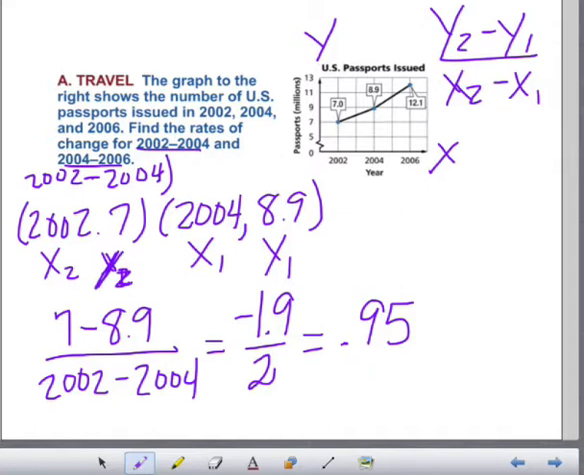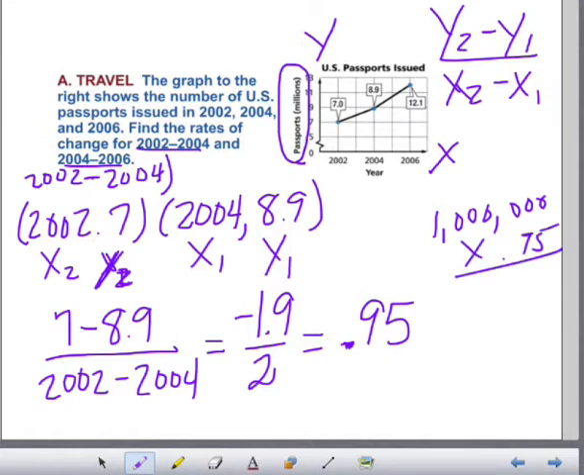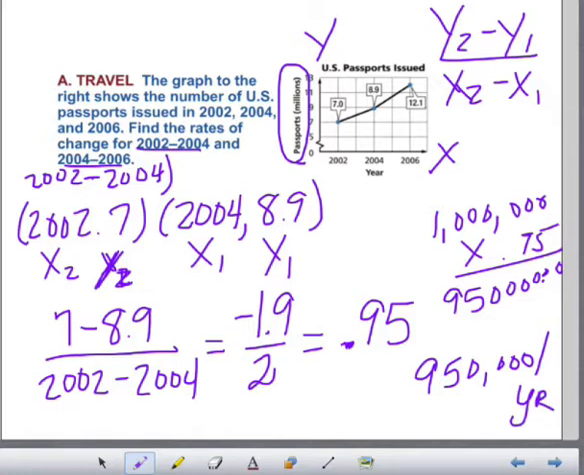Now, we got to look at that. What does that mean? They only changed by 0.95? No, in this case, it's 0.95 million. So what does that mean? Well, that means really I've got to multiply 1 million times 0.95. It's going to be a 95 with 6 zeros, but then I've got 2 decimal places, right? So I'm really ending up at a change of 950,000 per year.